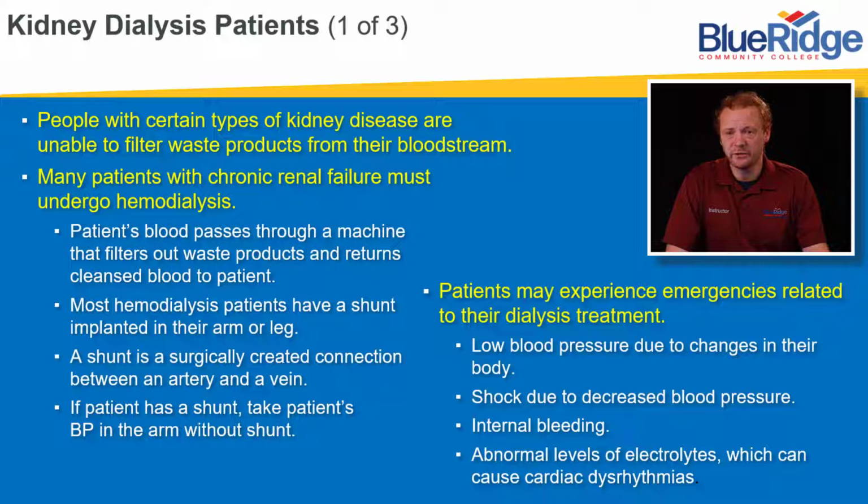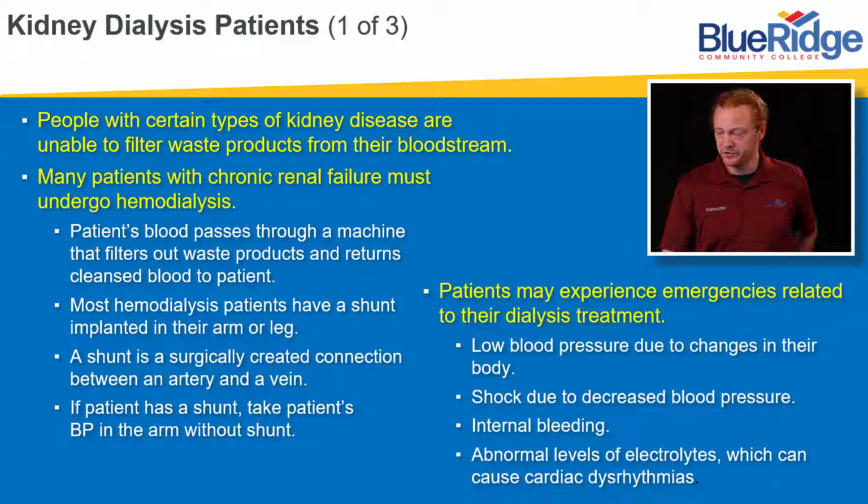Most hemodialysis patients have a shunt implanted in their arm or leg. Typically, you'll see this on the left side. A shunt is a surgically created connection between the artery and a vein, and allows that machine to take blood from the body, filter it, and return it back into the body.